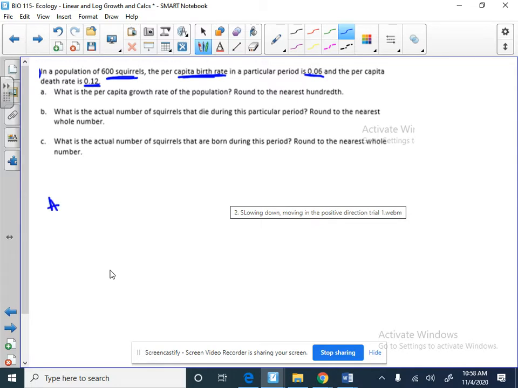So what is the per capita growth rate of the population? Well, I'm going to do A down here, okay? A, the growth rate, is really just births minus deaths, or birth rate minus death rate. So I can take the per capita birth rate, 0.06, and I can subtract 0.12 from that, and I should get a negative number. Well, that would make sense in this case because our population is shrinking. And so our per capita growth rate is negative 0.06. It does ask for you to round to the nearest hundredth, and I did that in this problem. I'm not going to be a stickler for your rounding though, okay?